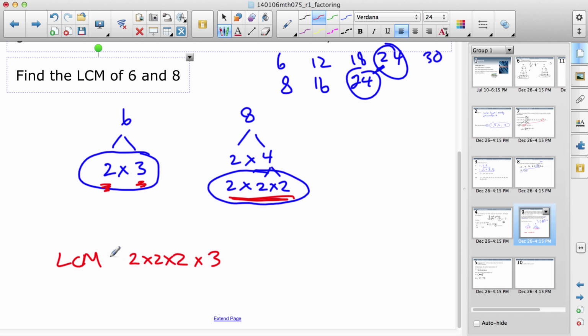Now, the product of all of these factors will give me the lowest common multiple. So 2 times 2 is 4, times 2 is 8, times 3 is 24. And if you look up top here, that's what I got there. Let's try another one.